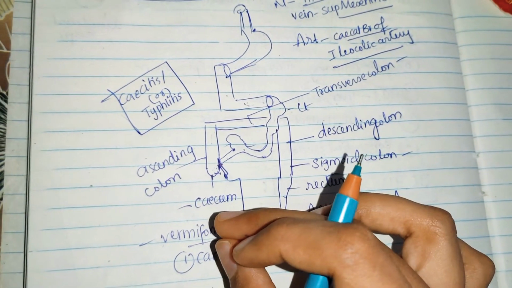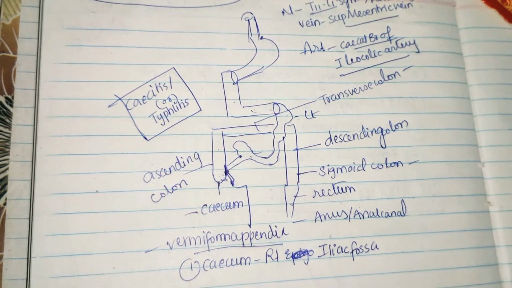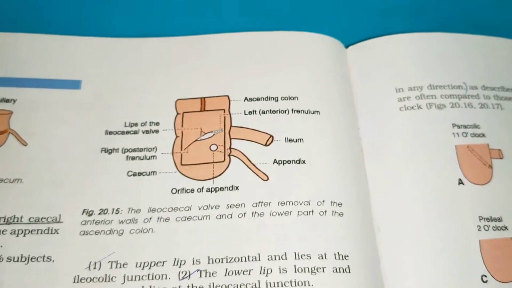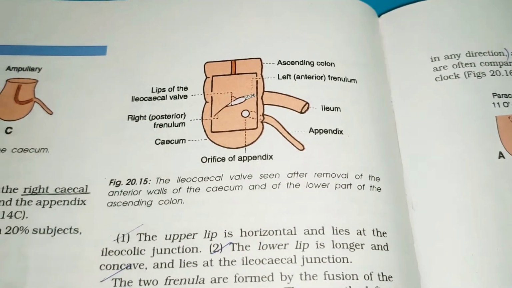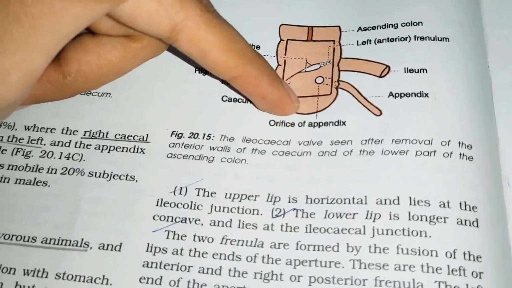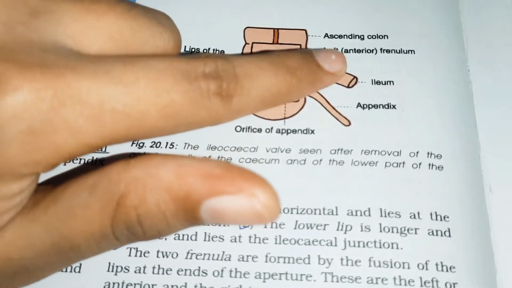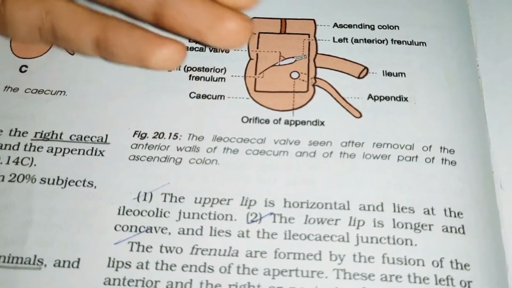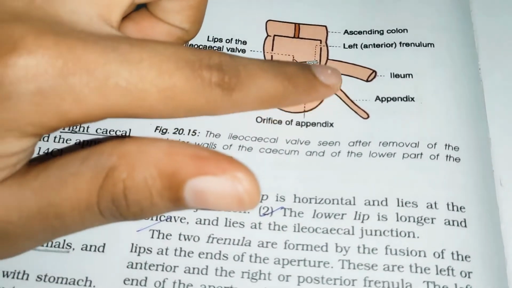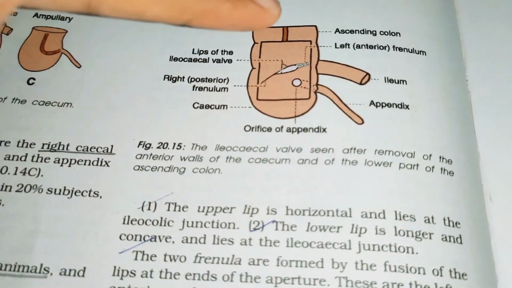So now let us discuss the ileocecal valve. What is the ileocecal valve? Let us see the diagram. In this diagram you can clearly see the ileocecal valve. The ileocecal valve is at the lower end of the ileum, where it opens on the posterior medial aspect of the ileocecal junction. You can see the ileum opening on the cecum on the posterior medial side, means back side, medial side. There is an ileocecal opening, and that opening is guarded by this kind of valve, called the ileocecal valve.